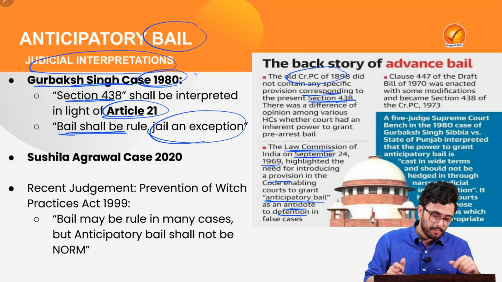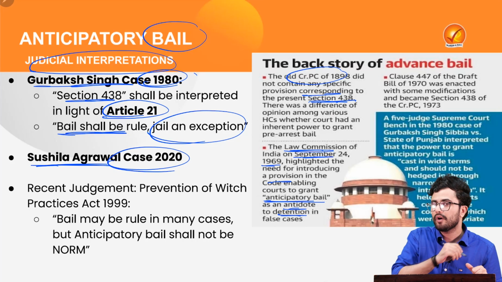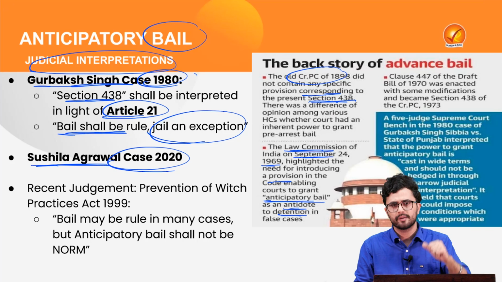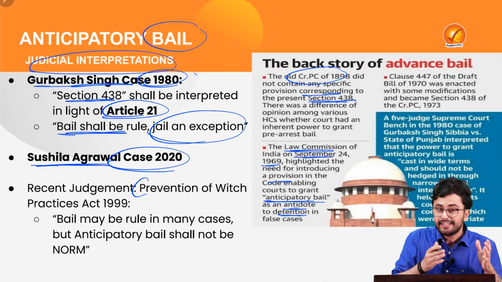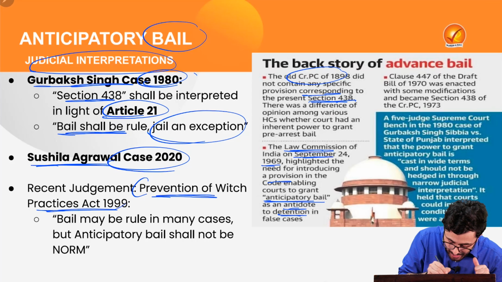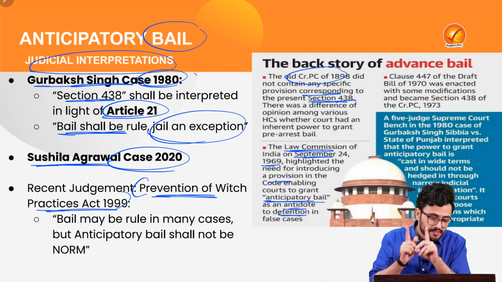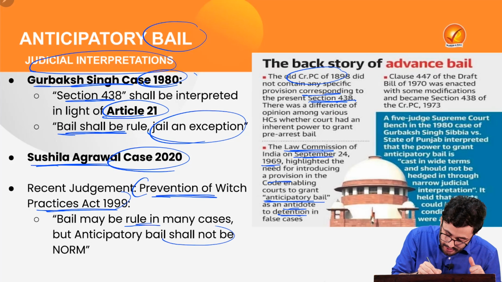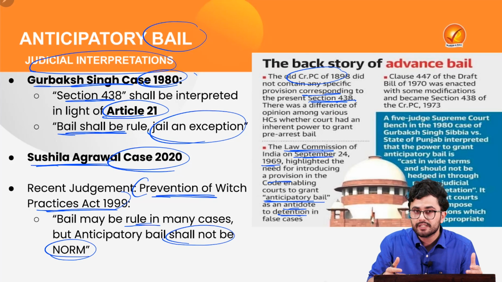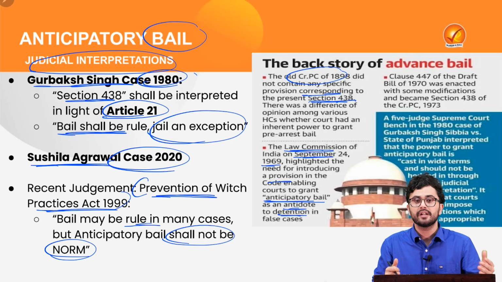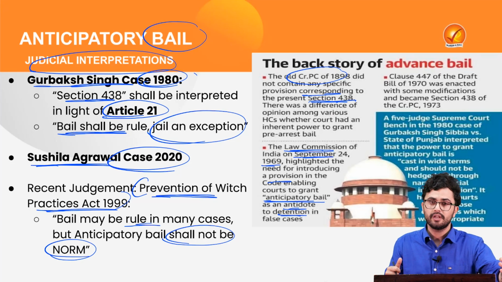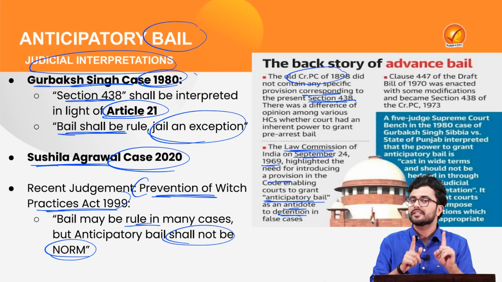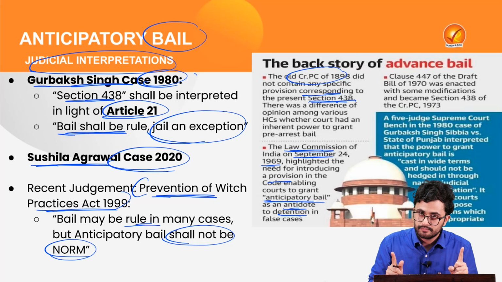This was also upheld by the Supreme Court in the Sushila Agrawal case of 2020. However, recently the Supreme Court has taken a different interpretation, where it has said, while dealing with cases related to the Prevention of Witch Practices Act, that anticipatory bail may be the rule in many cases, but it shall not become a norm, especially if there are cases related to the violation of the rights of women or crime committed against women. In such heinous cases, anticipatory bail shall not become a norm.